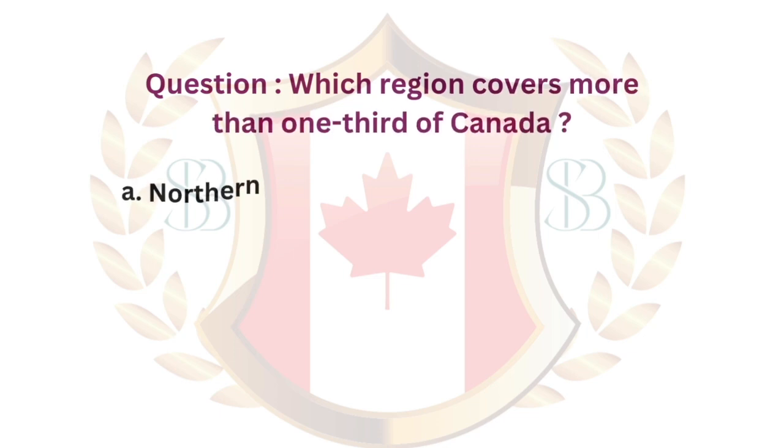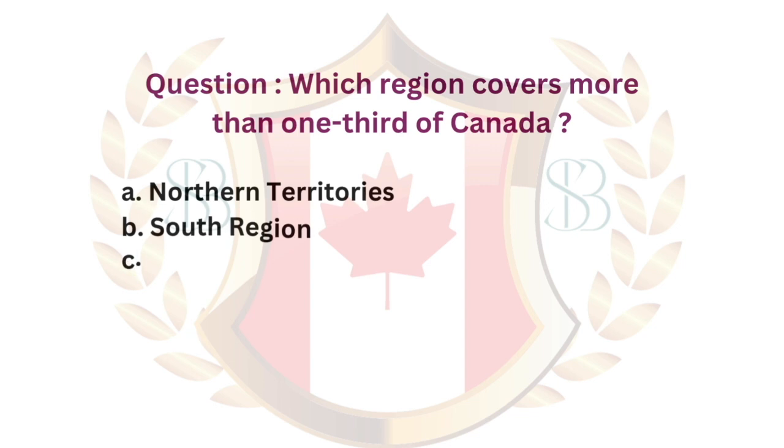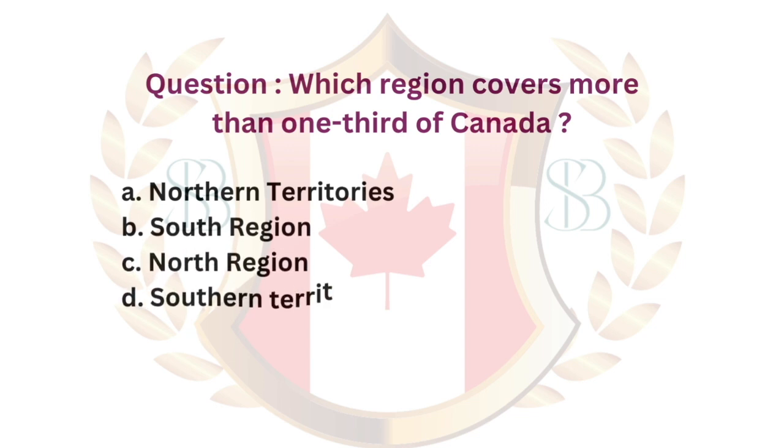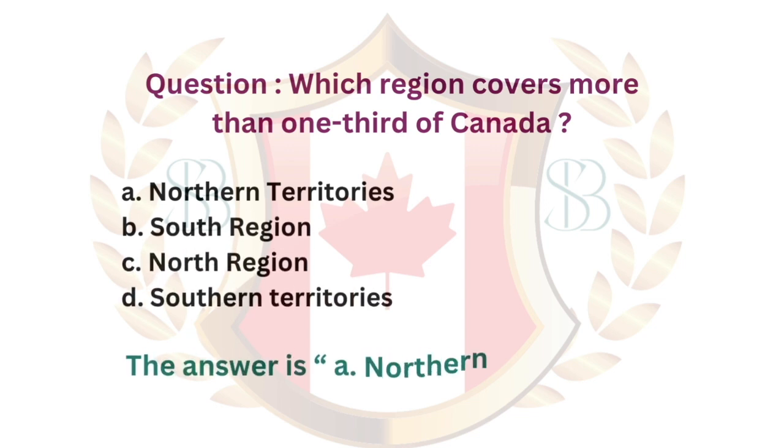Question: which region covers more than one-third of Canada? A. Northern Territories. B. South Region. C. North Region. D. Southern Territories. The answer is A. Northern Territories.